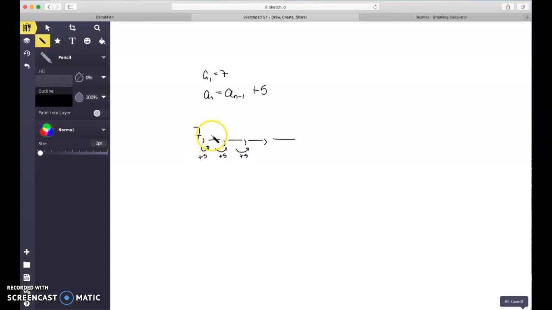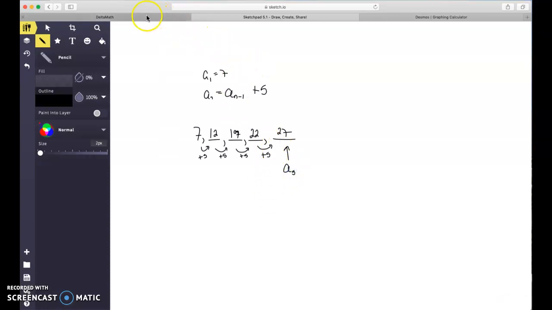So let's see here, 7 plus 5, that gives me 12. 12 plus 5, that gives me 17. And then 17 plus 5, that gives me 22. Same thing, 22 plus 5, that gives me 27. So my fifth term, or a sub 5, is 27.